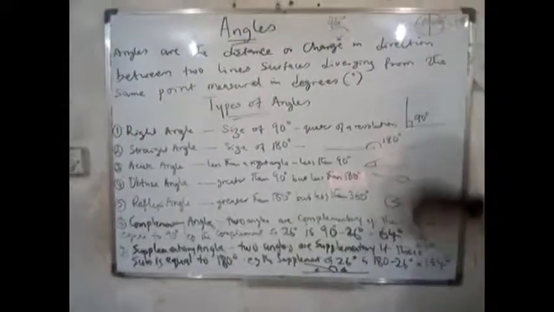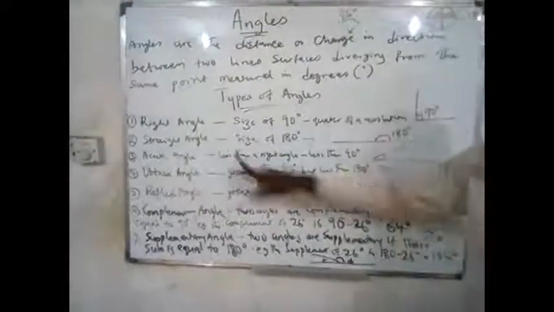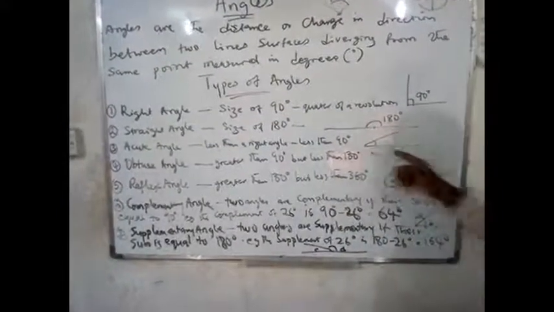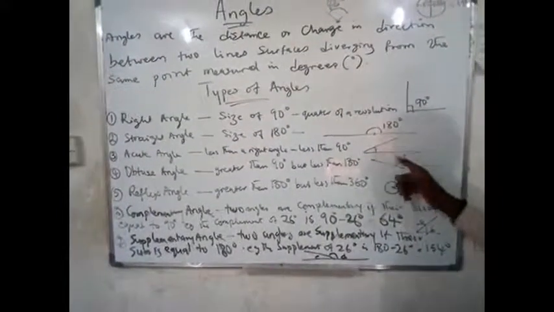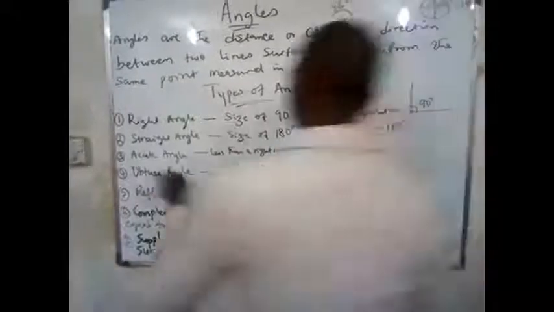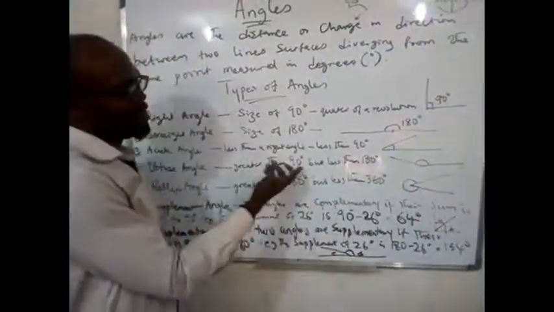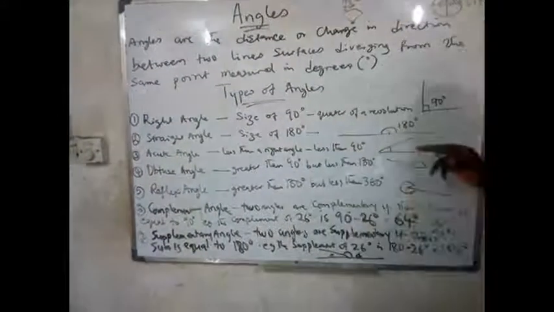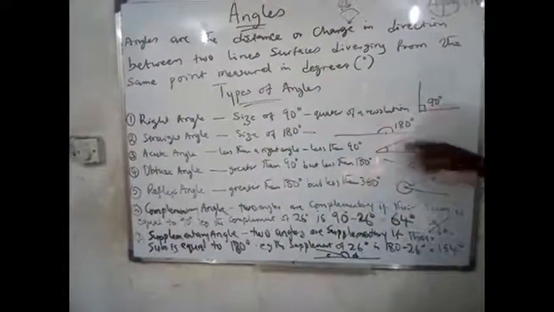And that is this. Acute angle is any angle that is less than a right angle. Can you see that this is less than that right angle? It's less than 90. Obtuse angle is any angle that is greater than 90, but less than 180. It's greater than a right angle, but it's less than a straight angle.